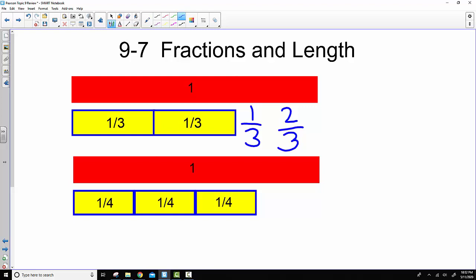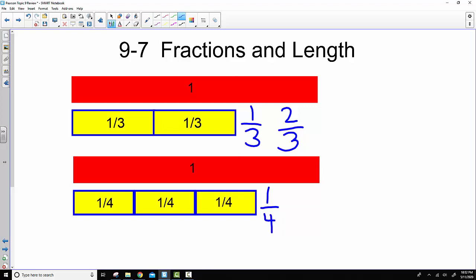Similarly, let's look at the bottom example. The red strip shows a whole number of 1. The yellow fractional strip below it is broken into fourths. Each part is 1/4 of what that red strip would be. So a unit fraction, again, the numerator is always 1, and these parts happen to be broken into fourths. So the denominator is 4, because there would be 4 parts in this fractional strip.